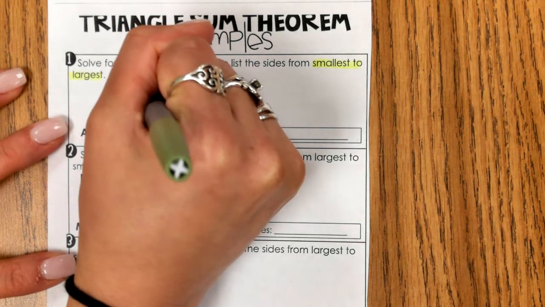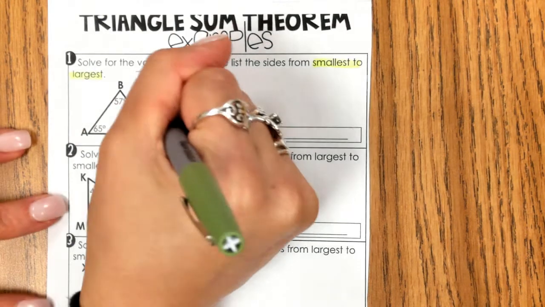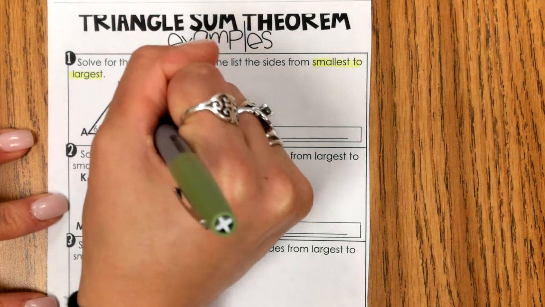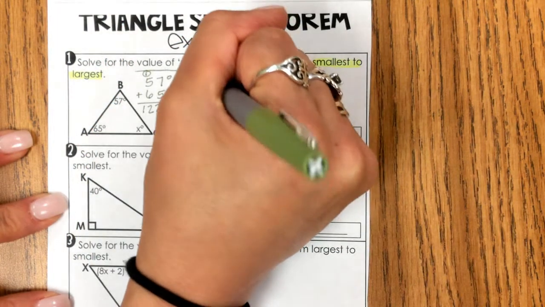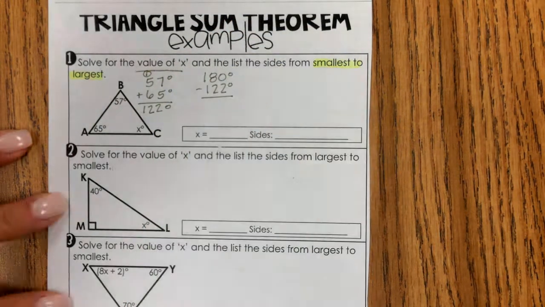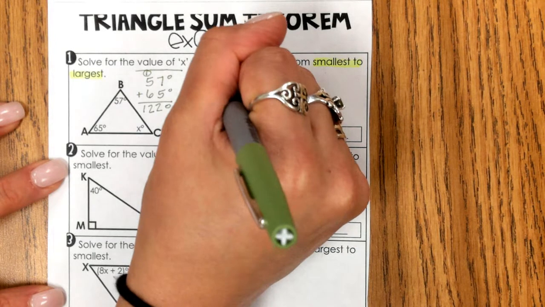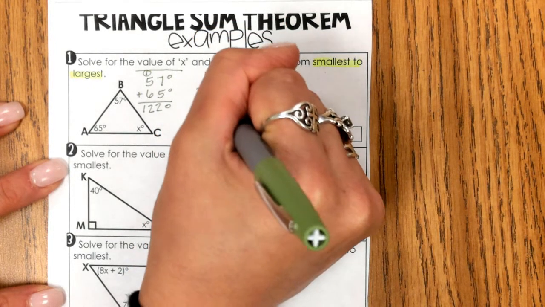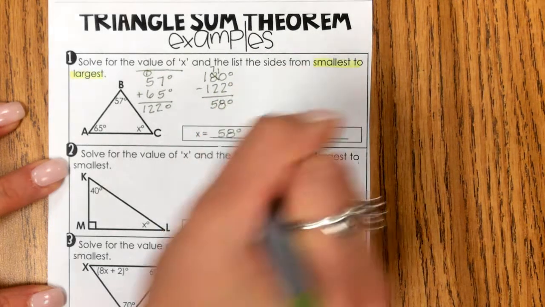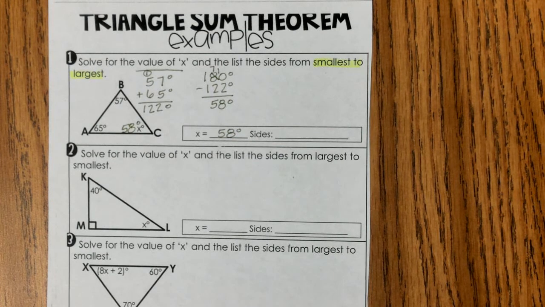Yes, very good. Alright, so we're going to add the two angles that we do know that are given, okay? Which equals 122. Very good. So your next step would be to subtract from the total, which is 180. Okay, when I subtract that, I get x equals 58, and I can go ahead and just label it on the inside as well so I can know that that is the correct angle.